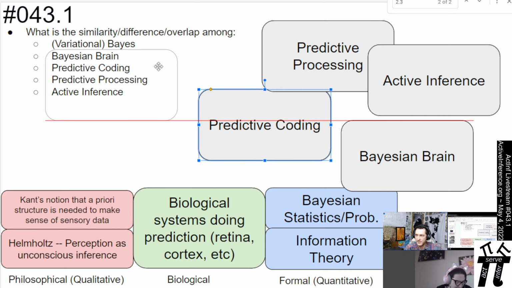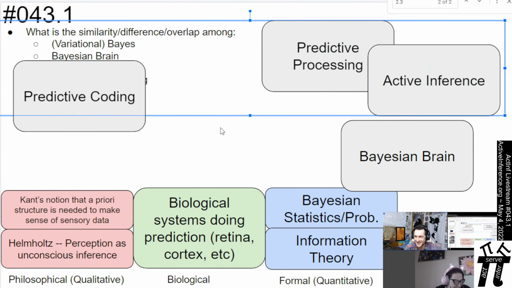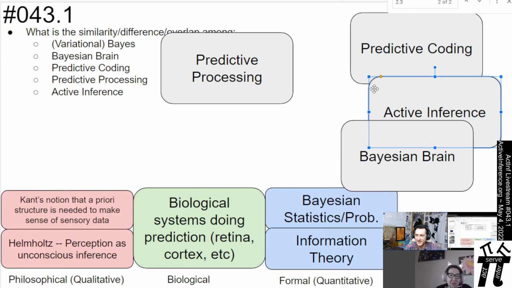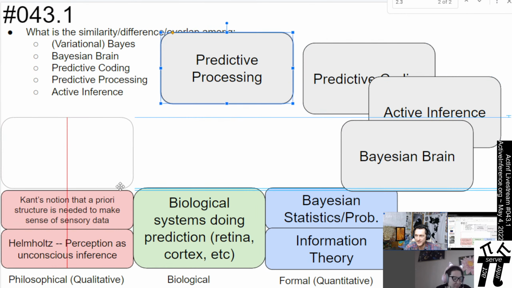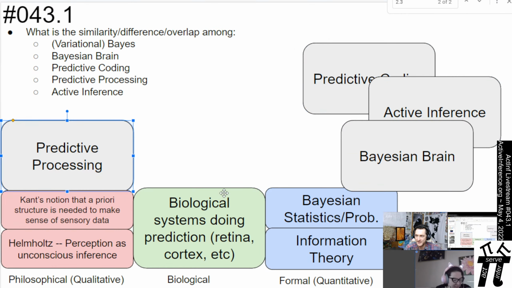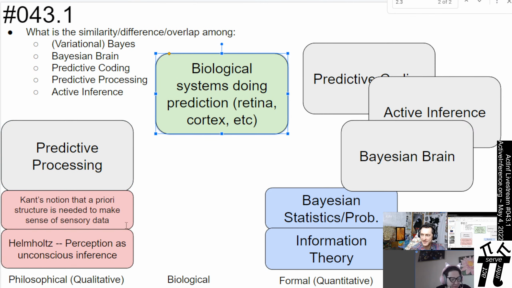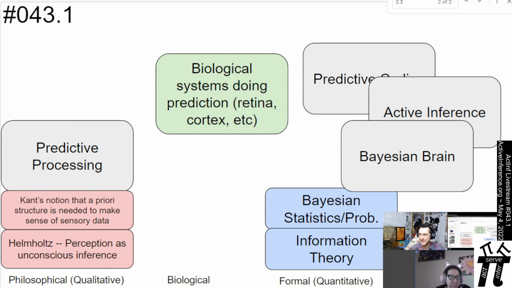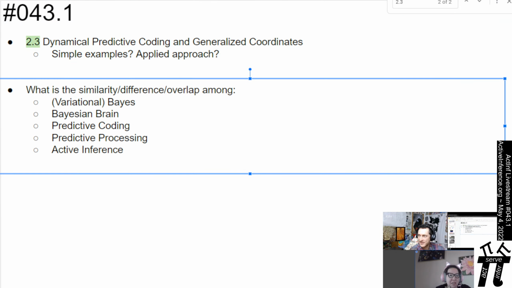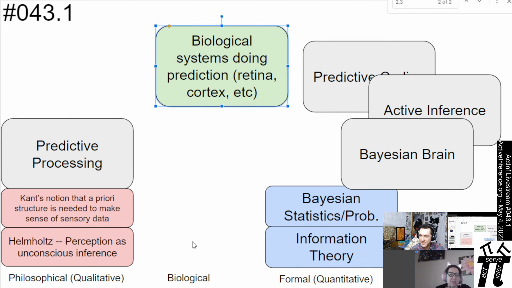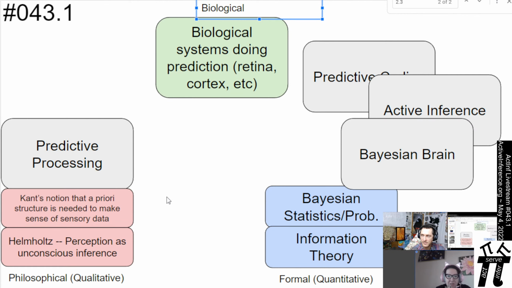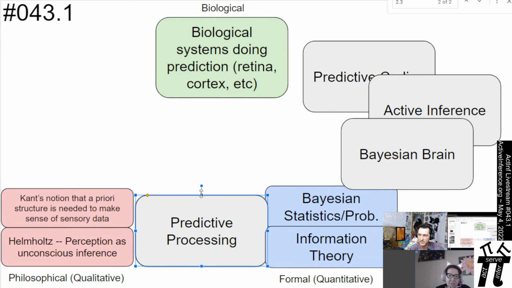Well, isn't that the question? So maybe predictive coding and predictive processing, and what's really the difference between these two? I think predictive coding came from neuroscience, so maybe that layers on top of the biological piece of the cake, and then predictive processing might go on to the quantitative piece.